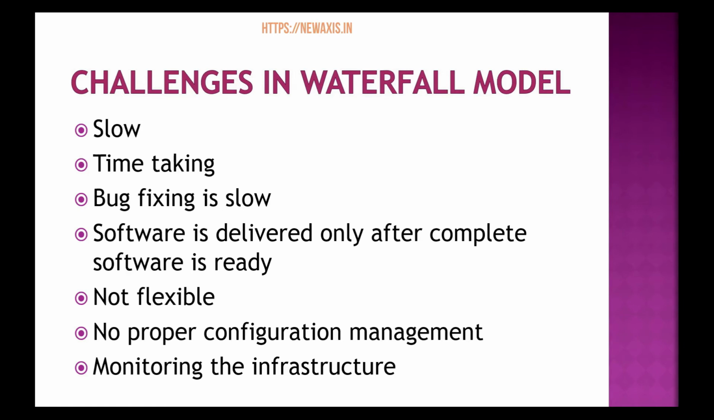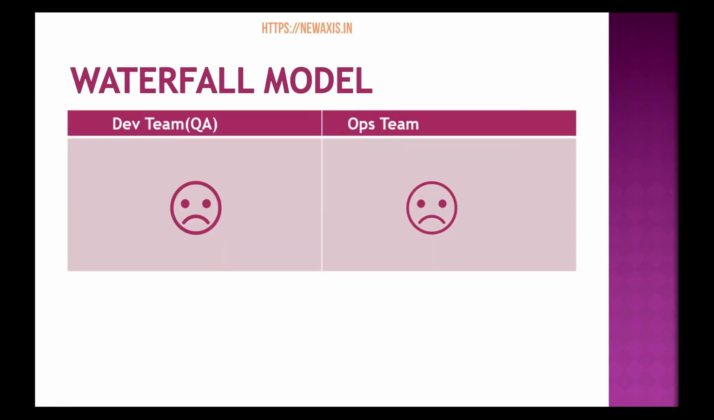No proper configuration management. Very poor configuration management means there is no proper management of the infrastructure. Monitoring the infrastructure is also a huge challenge. So these are all the challenges you have in the waterfall model. Because it's a time-taking process, servers should be maintained up for a longer duration. All these are the challenges in the waterfall model, which are faced by both the development team and ops teams. So to overcome these challenges in the waterfall model, there came something called agile methodology.